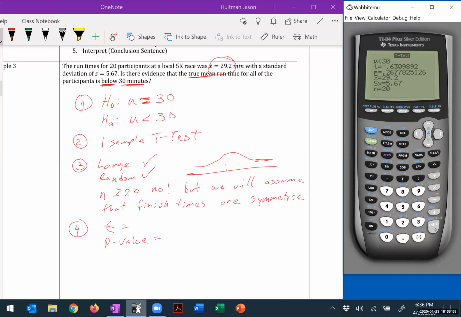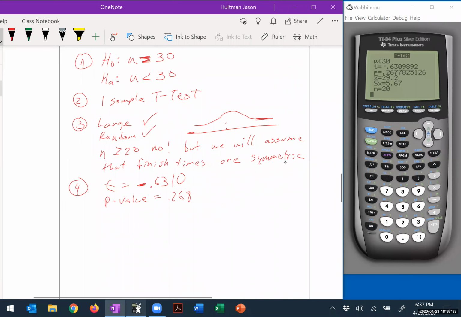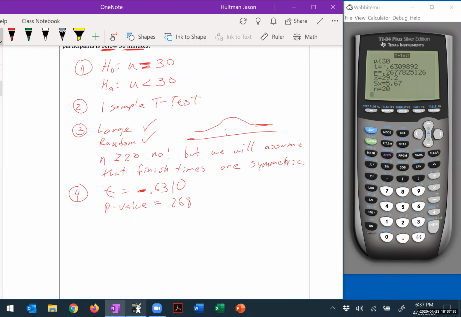I'm going to calculate, and it says your t-score is negative 0.631. I'll just put 0.631 or 0.6310. That's what that rounds to. For a p-value, what's my p-value? My p-value is 0.268. Okay, so we're going to let alpha be 0.05.